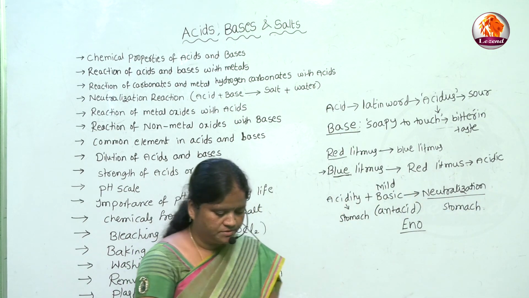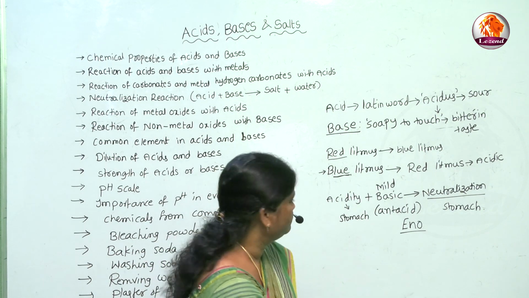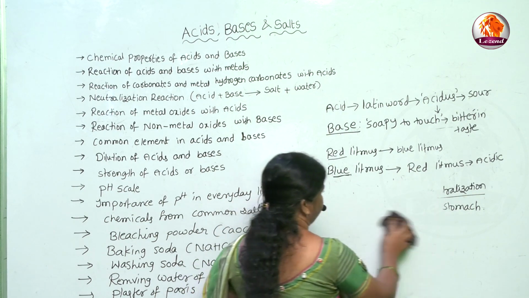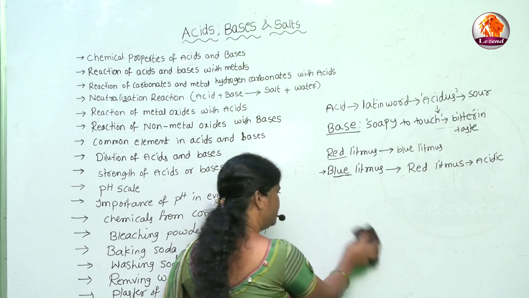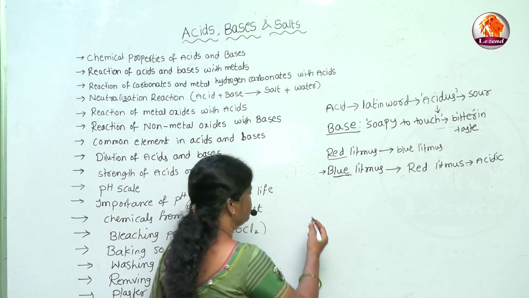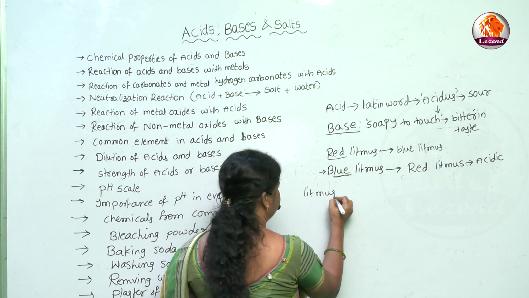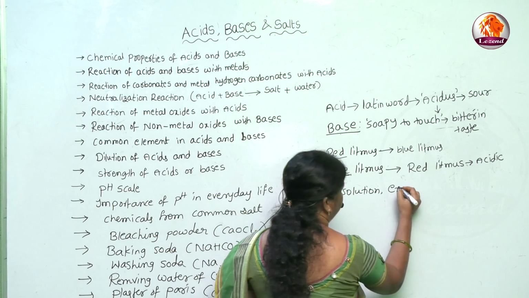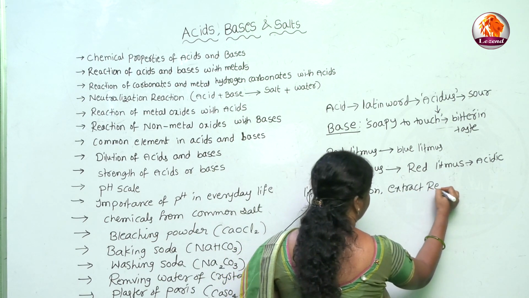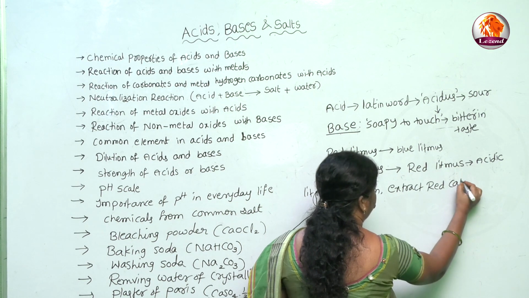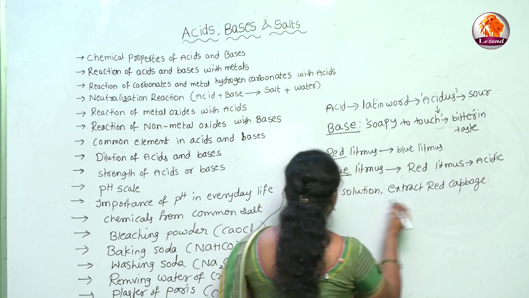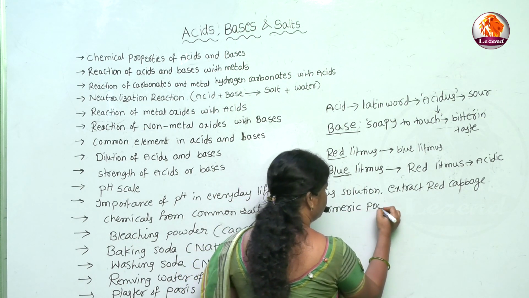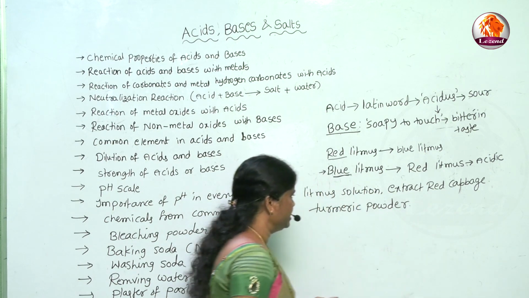Like this, there are many natural substances, natural indicators, that we can use to identify the nature of a substance, whether it is acidic or basic. There are litmus solutions, and also extract of red cabbage, and turmeric powder we have in our houses. Turmeric powder is also used as a natural indicator.